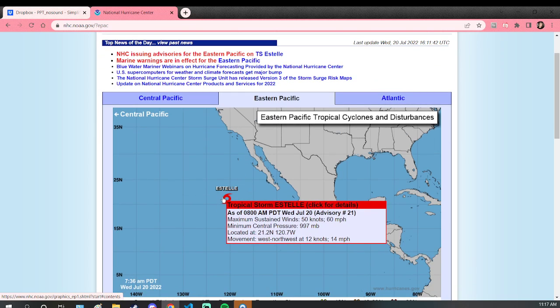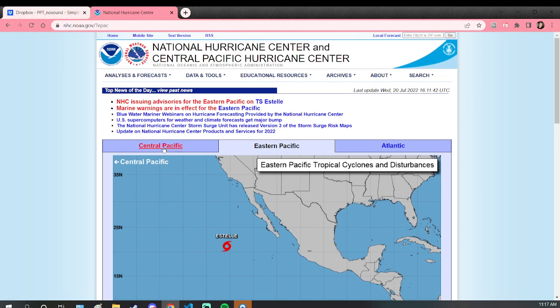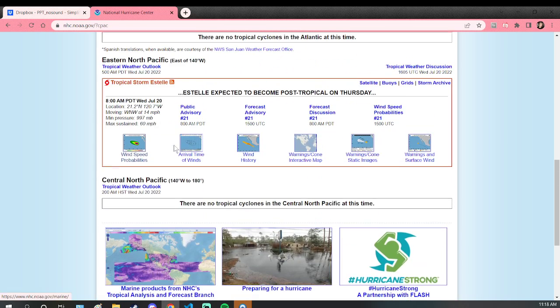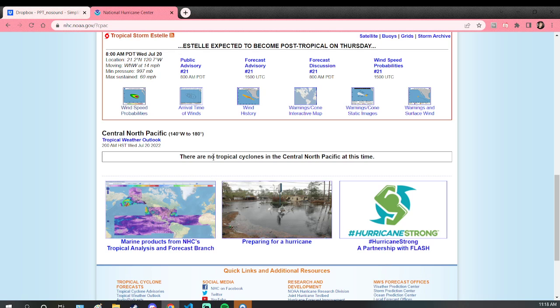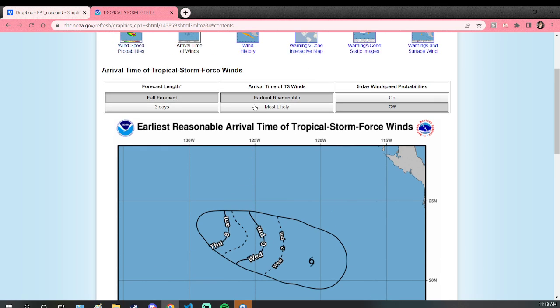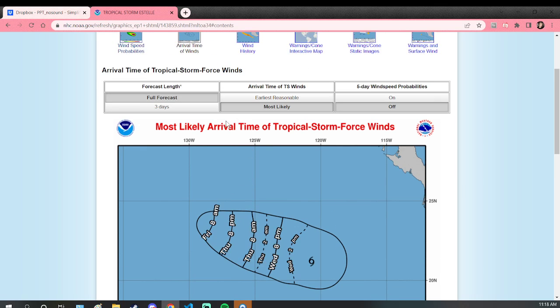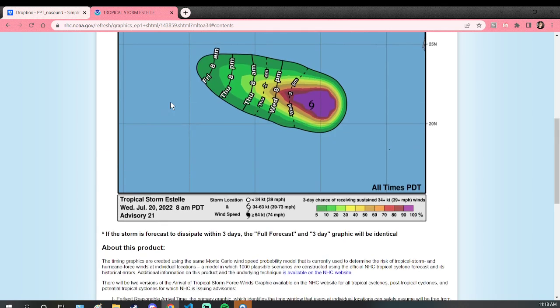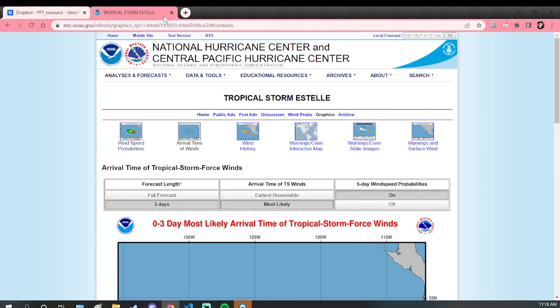There's Estelle over here, and I think the website is pretty useful. They have a lot of stuff on hurricane preparedness, and you can look at the arrival times of wind. You can change it from earliest reasonable to most likely, and full forecast or just 3 days, and you can turn on the wind speed probabilities as well. So it's a useful website. There's a bunch of stuff, so you can look at it later on when hurricanes start firing up.